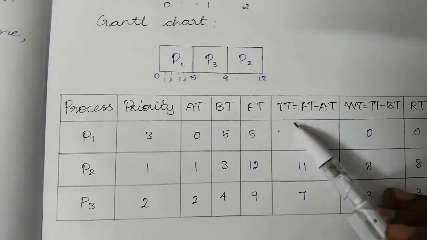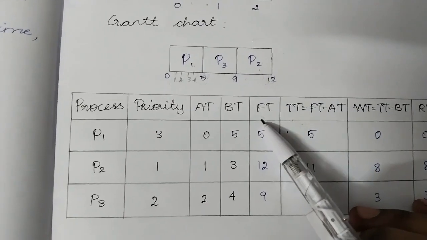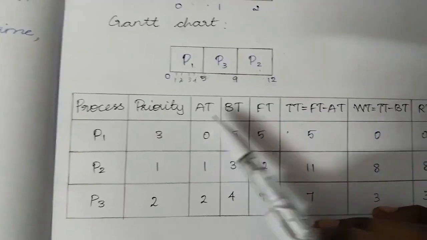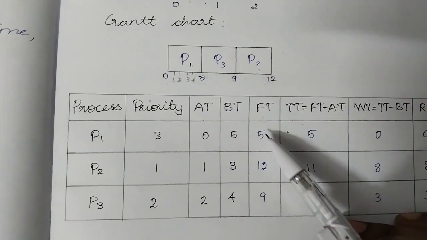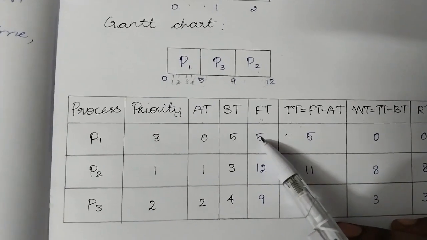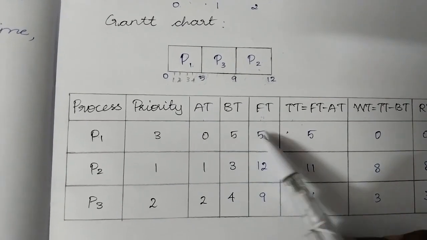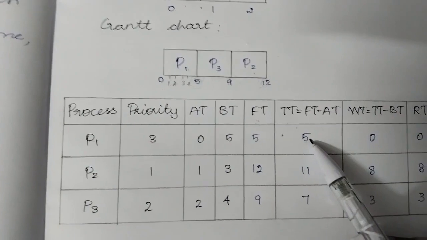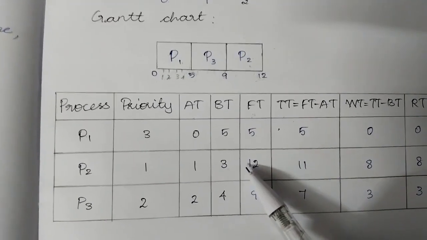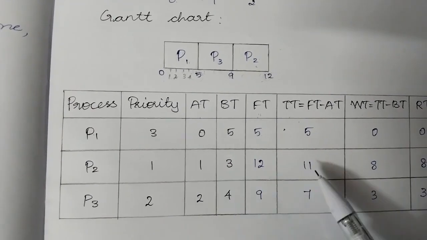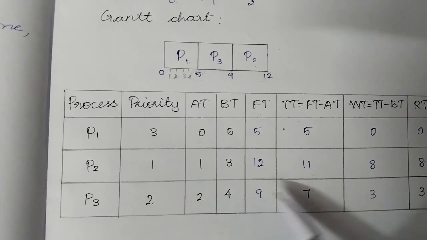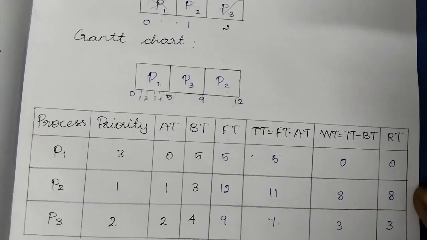Now turnaround time is equal to finish time minus arrival time. So finish time we have calculated. Finish time minus arrival time for P1 is 5 minus 0, which equals 5. For P2, 12 minus 1 equals 11. And 9 minus 2 equals 7 for P3.